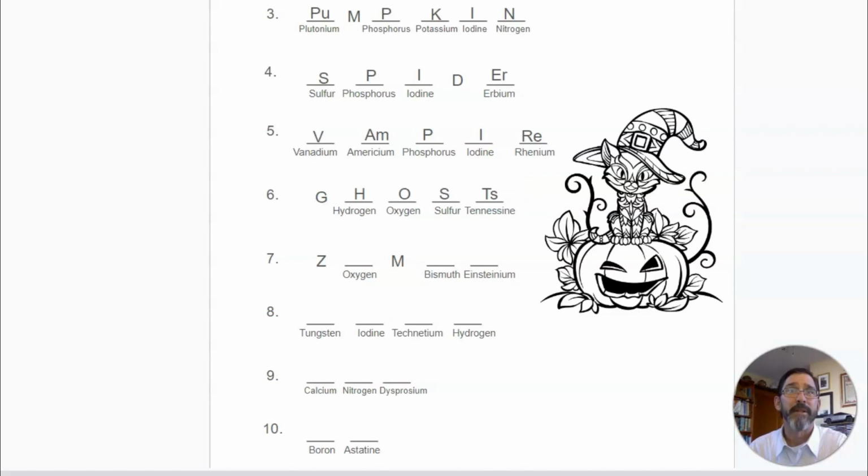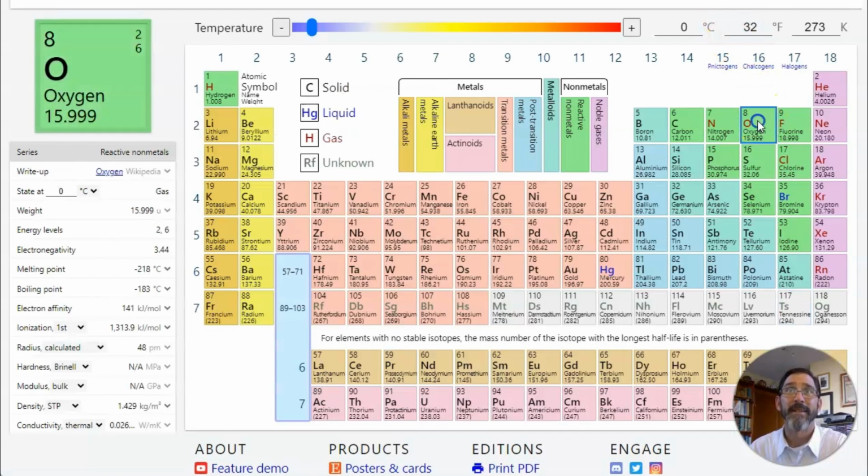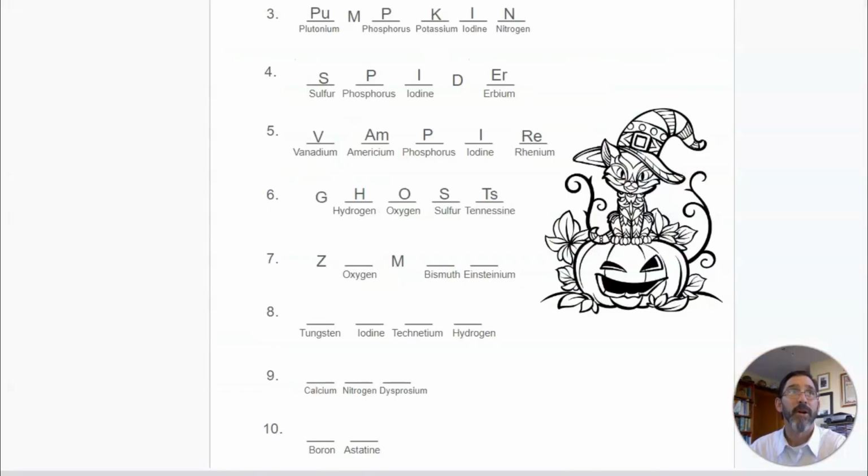For number 7, the first element name is oxygen. Oxygen can be found at number 8. Its symbol is a capital letter O. Place a capital letter O above oxygen.